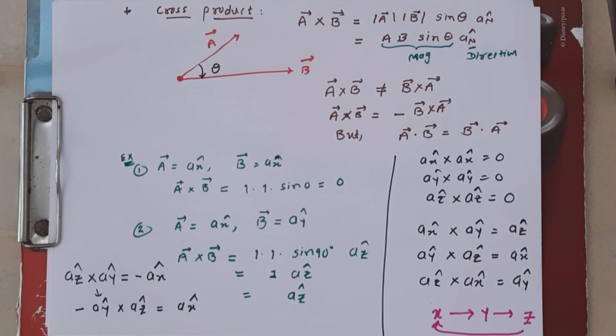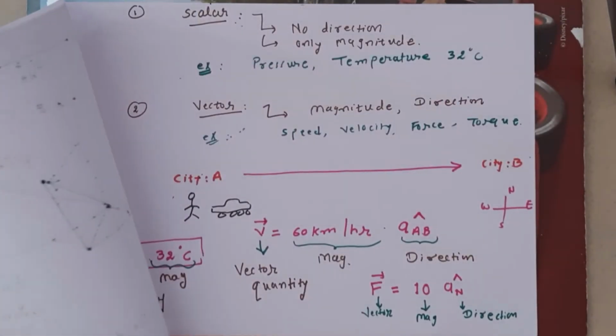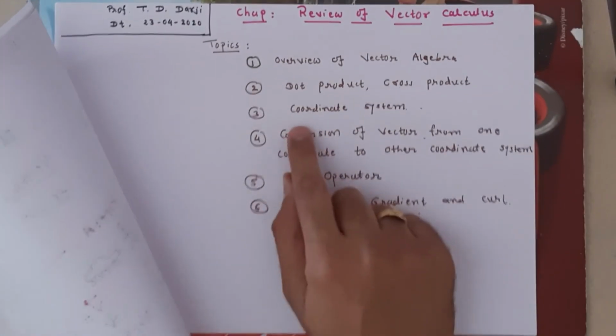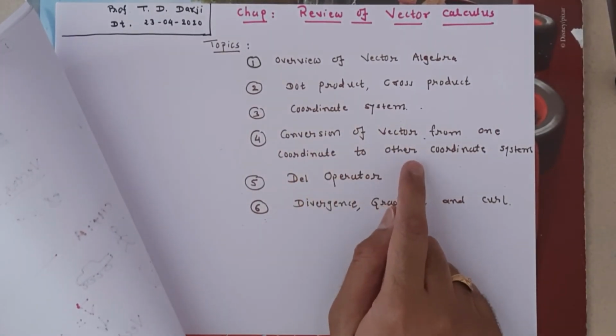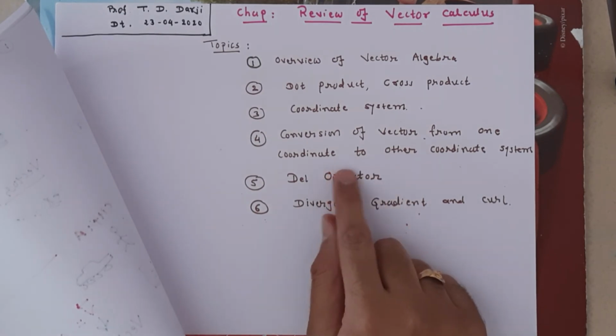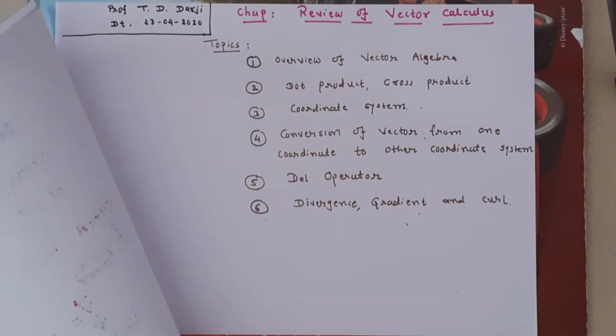So you can solve so many numericals based on dot product and cross product: how to find the unit vector, how to find the magnitude of any vector quantity, how to find the angle between two vectors. In the next lecture we will discuss the next topic, which is the coordinate system, and how to convert a point and a vector from one coordinate system to another coordinate system. Thank you.